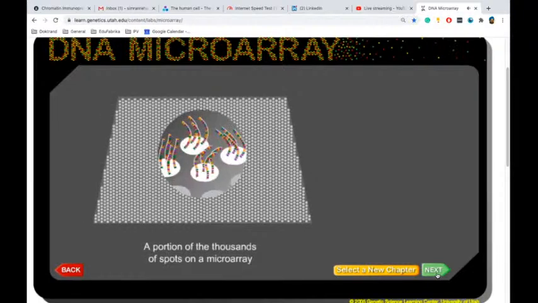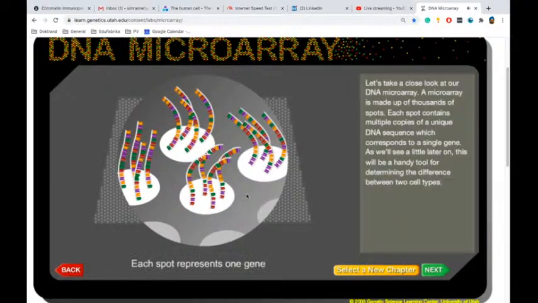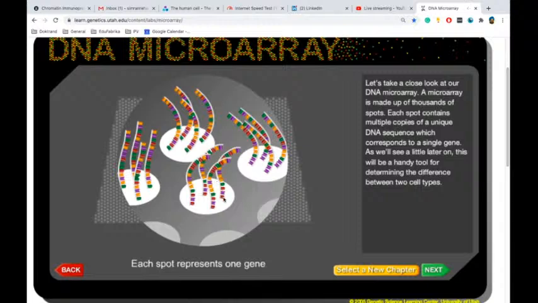This is a portion of thousands of spots on the microarray. Each spot represents one gene. Let's take a closer look. A microarray is made up of thousands of spots. Each spot contains multiple copies of a unique DNA sequence, which corresponds to a single gene. As we will see a little later on, this will be a handy tool for determining the difference between two cell types.